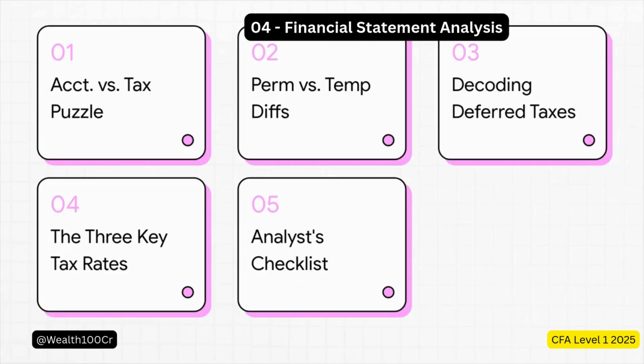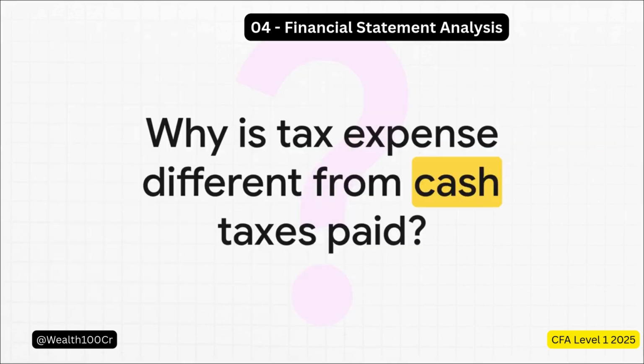Here's how we're going to break it down. First, we'll tackle the main puzzle, why accounting and tax numbers are different. Then we'll look at permanent versus temporary differences, which leads us straight into deferred taxes, DTAs and DTLs. After that, we'll cover the key tax rates you need to know. And finally, I'll give you a simple analyst checklist to put it all into practice. Let's do it.